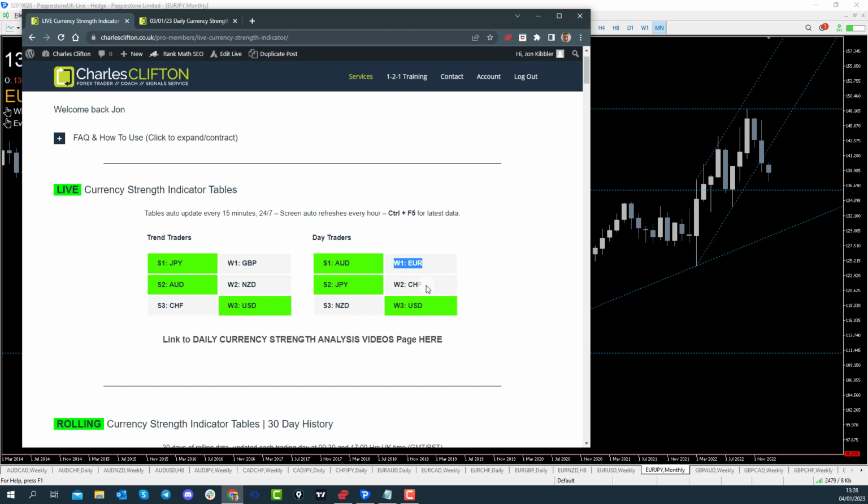W1 is the euro, followed by W2, the Swiss franc, and then followed by the US dollar as the third weakest currency. You can see here Kiwi and Swiss appear on both charts, but they're not highlighted in green. That's because they're on opposite sides of the table. So for instance, on trend traders Kiwi is W2, so it's showing us that it is the second weakest currency, but from a day trading standpoint it is the third strongest currency, basically meaning that if you are looking for that Kiwi weakness, maybe we're having a pullback at the moment and we're seeing buying instead of the longer term selling opportunity.